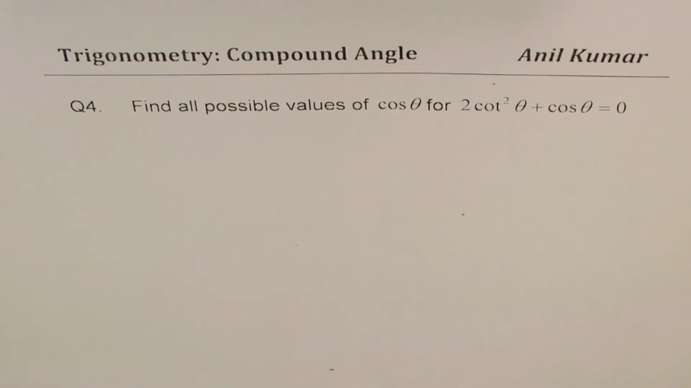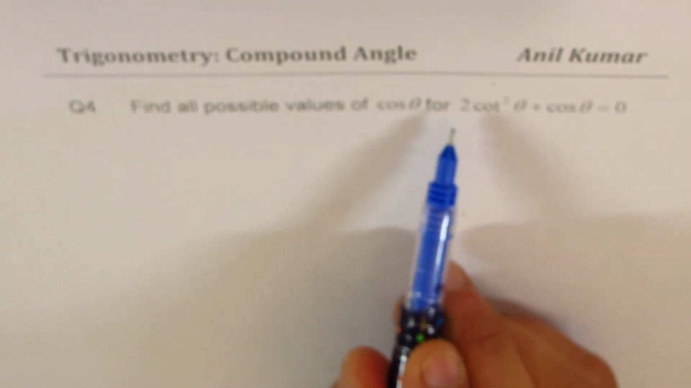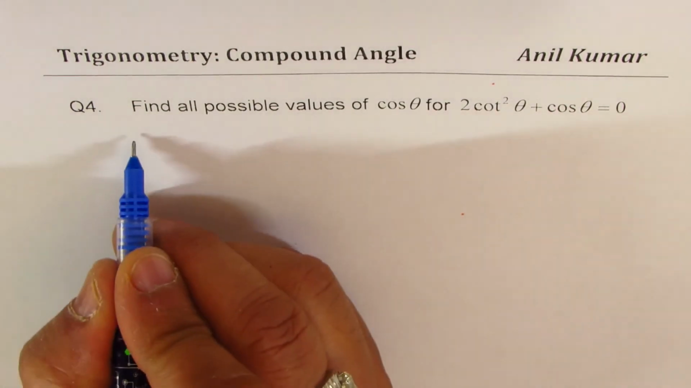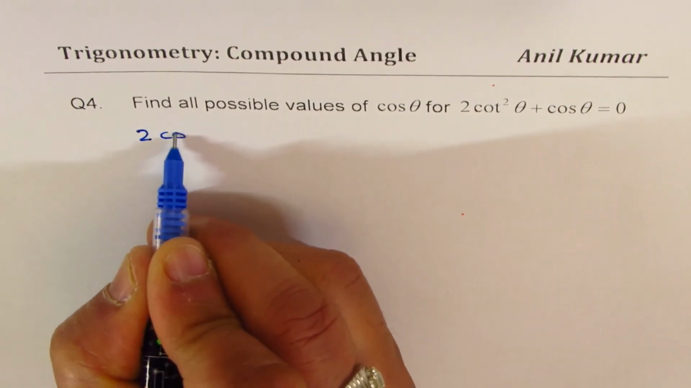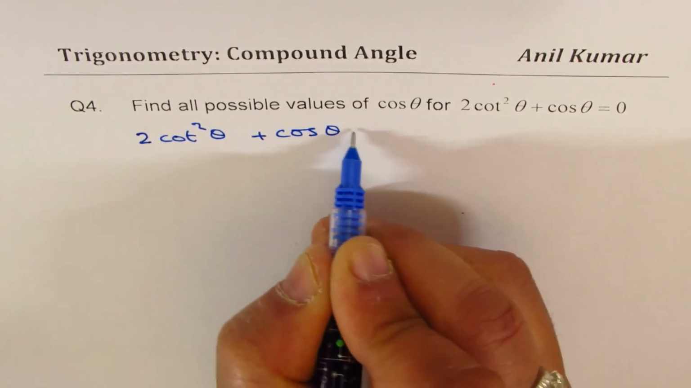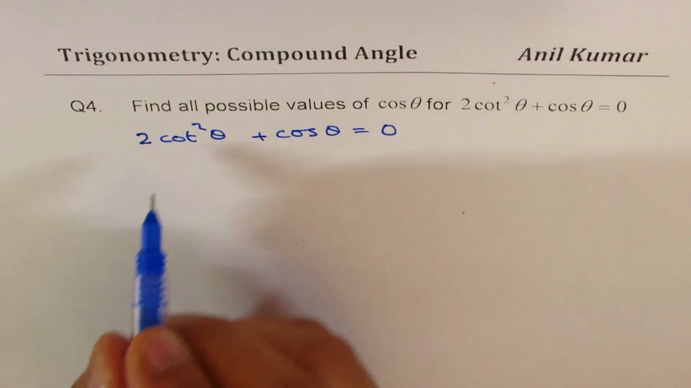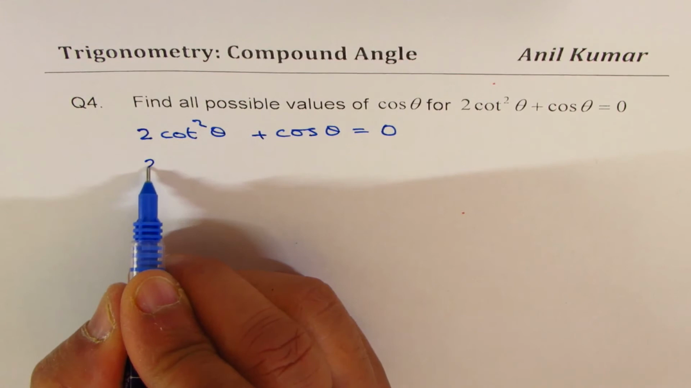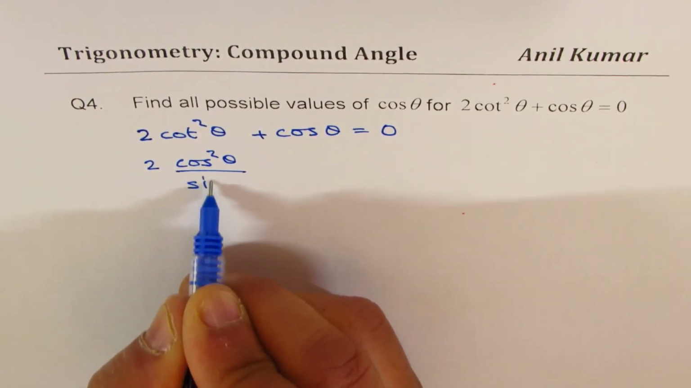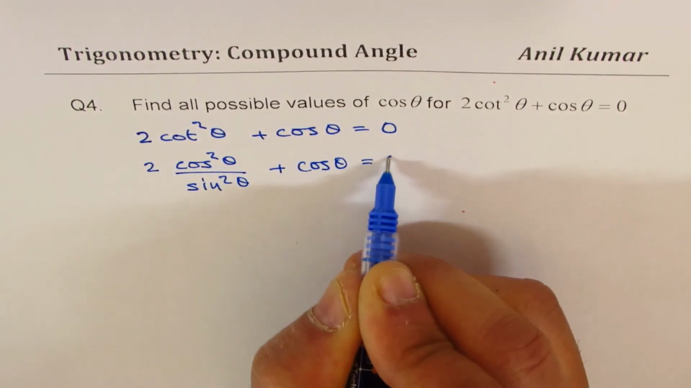Now here's question number 4. We need to find all possible values of cos theta for 2 cot square theta plus cos theta equals to 0. We need to find cos theta. So let's rewrite cot as ratio of cos and sine. So we get 2 cos square theta over sine square theta plus cos theta equals to 0.